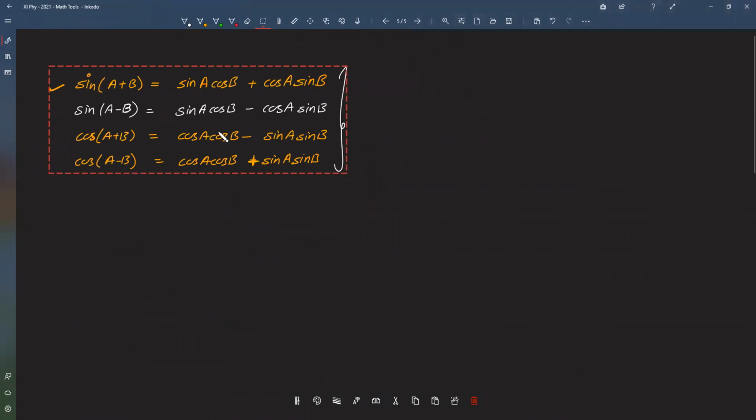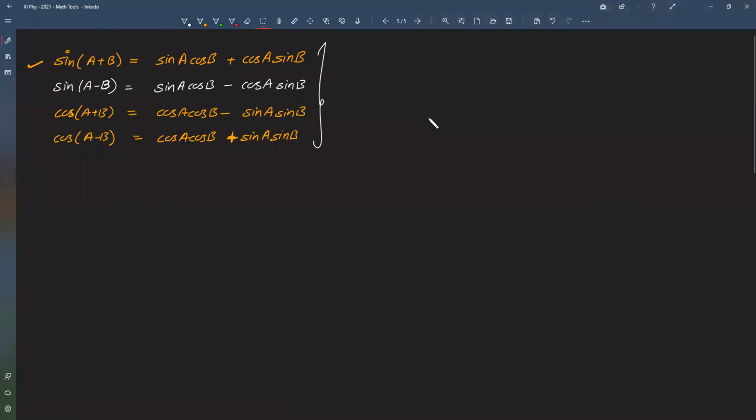So these 4 formulas we have derived earlier, right? Now we want an expression for sine of an angle plus sine of another angle. We want this expression, right? So that's what we wanted to know.